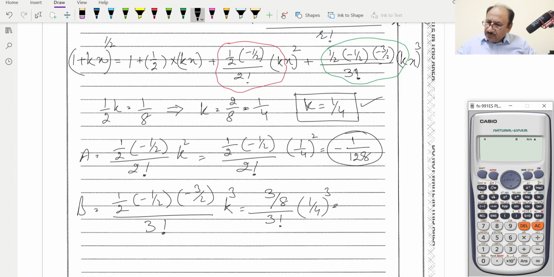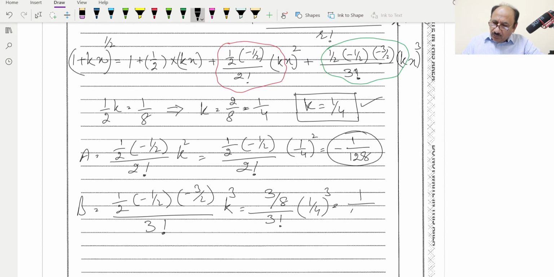We have to rewrite this fraction, so it will be fraction over fraction, so 3 over 8 over 3 factorial, and this will be multiplied by 1 over 4, and this should be squared, so we need a bracket for this one, and after closing the bracket we can take cube basically. So power 3, and this is equal to 1 over 1024. So 1 over 1024, this will be the value of b.